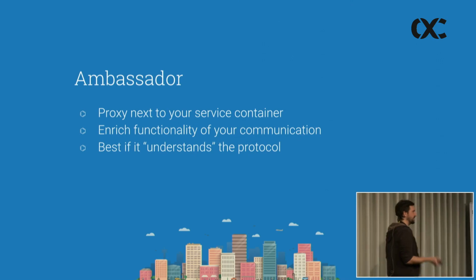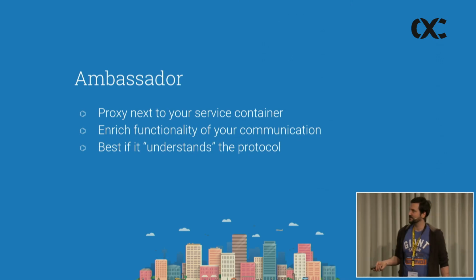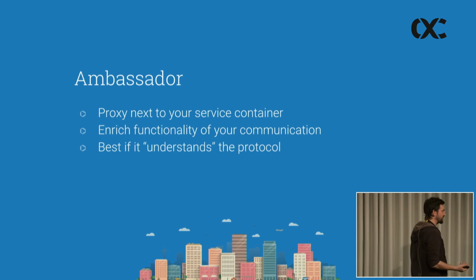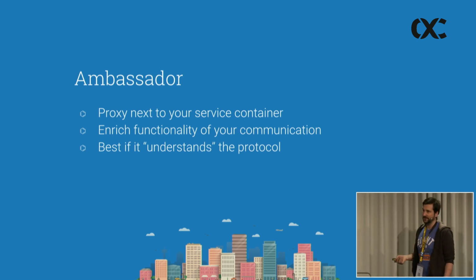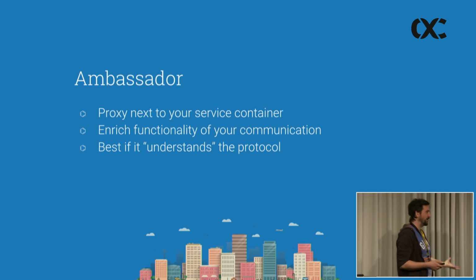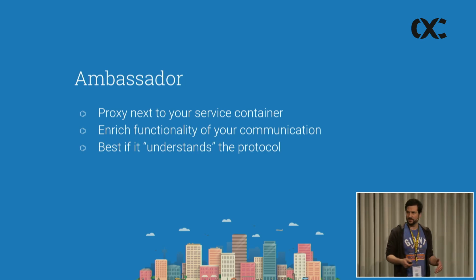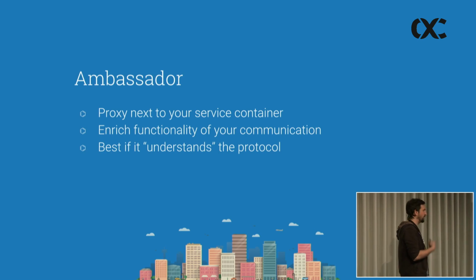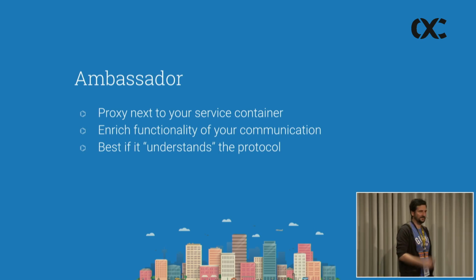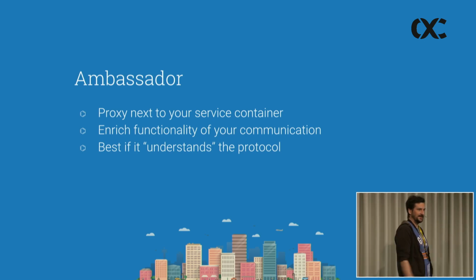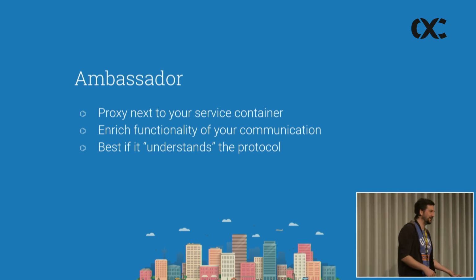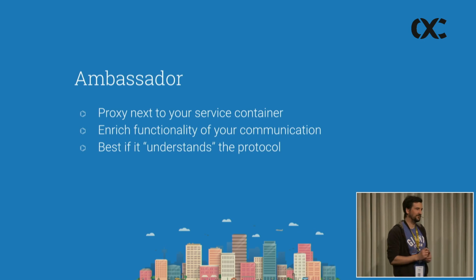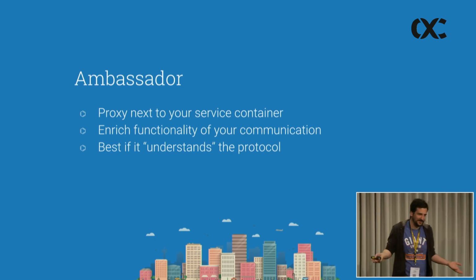Very similar to that is an ambassador, which is a reverse proxy that is usually next to your application, and it just enriches your functionality. If you saw the talk by Daniel before, the Envoy proxy is used in Istio to enrich a lot of the communication between services. The most interesting part here is if the proxy understands your protocol. For example, you can have a Varnish next to your web application if you want caching and just want to rely on how Varnish handles caching instead of building this into your application. That's an example.